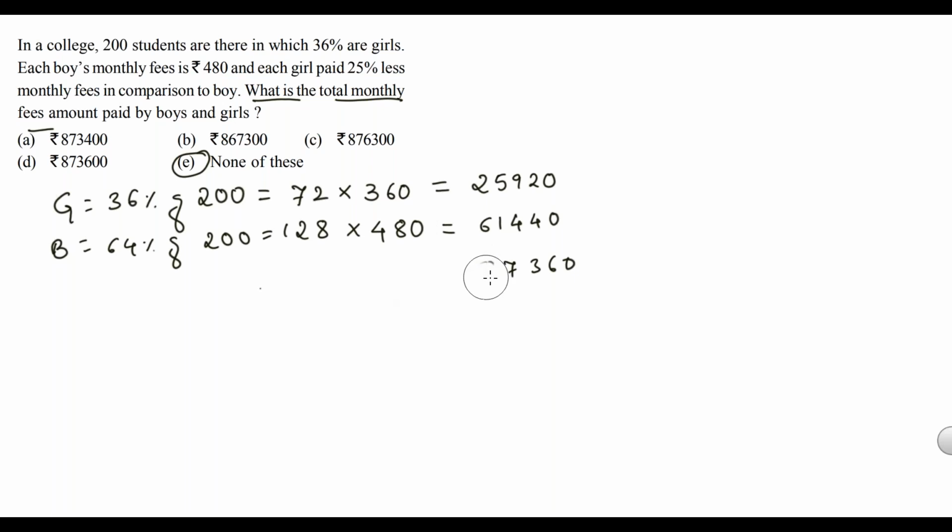Right. Okay. See, whenever you come across these types of multiplication problems, definitely multiplying 72 and 36, 128 with 480 will take time, right? In those cases, you should try to go with the answer options. You can just assume, or you can take approximate values.